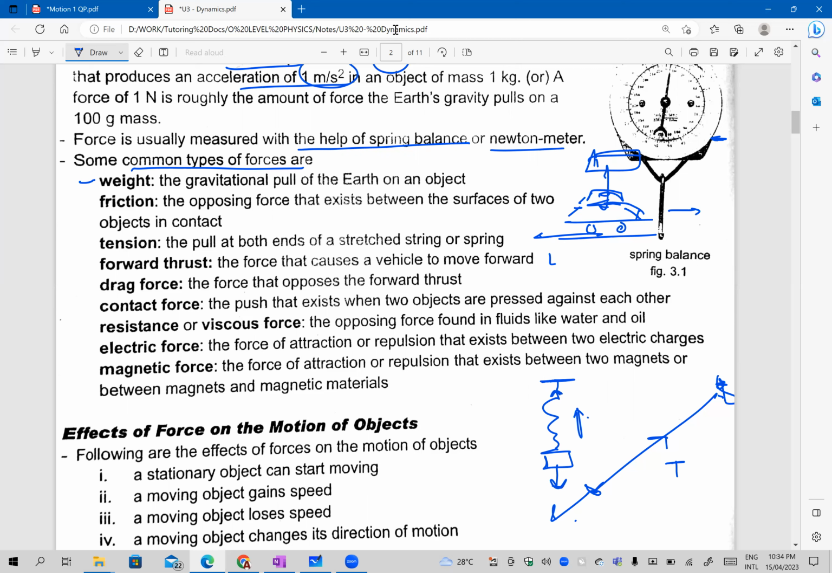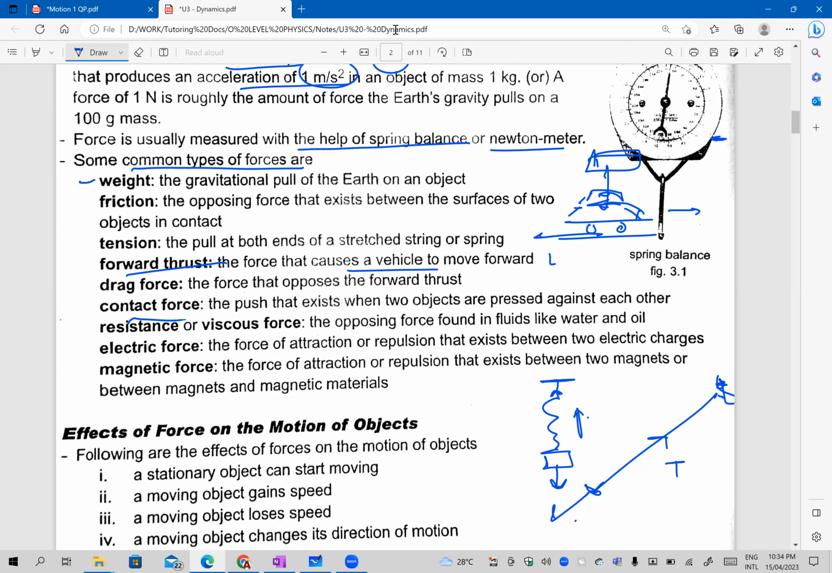Then there's forward thrust. Forward thrust is the force that causes a vehicle to move. It could also be known as the engine thrust or any forward force. Then there is drag force. Drag force is the force that opposes the motion. And see, friction is a form of drag force. Any opposing force could be a drag force. It could just be friction. It could be air resistance, right? So any force that opposes the motion, opposes the forward thrust force, is known as drag force.